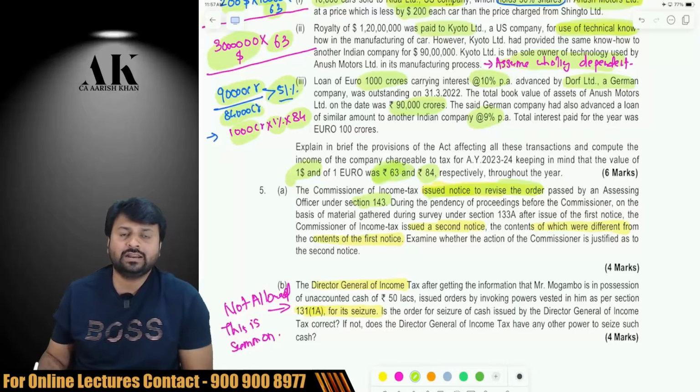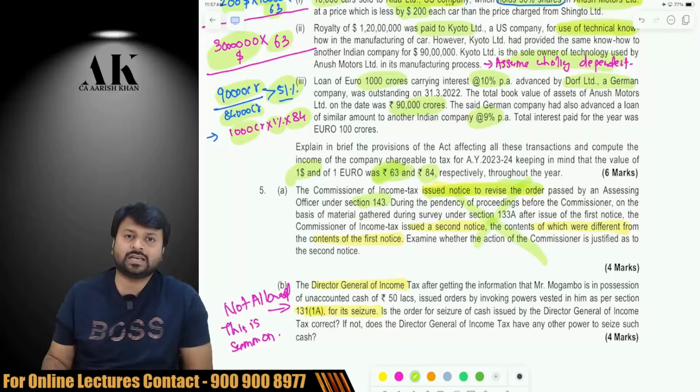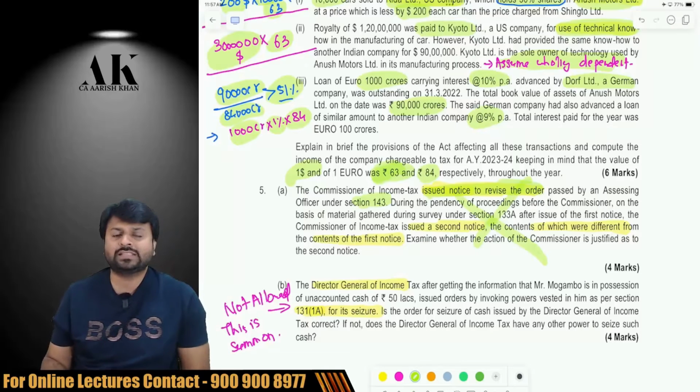Can the CIT revise the order based on the second notice? And the answer is no. The court has said that you cannot change the content in the notice. You have to revise the assessment order based on the first notice only. You cannot revise the assessment order based on the second notice.